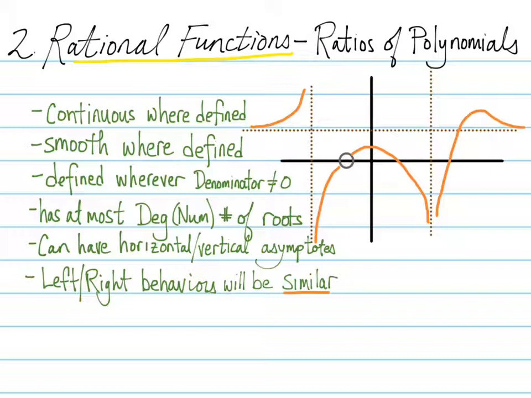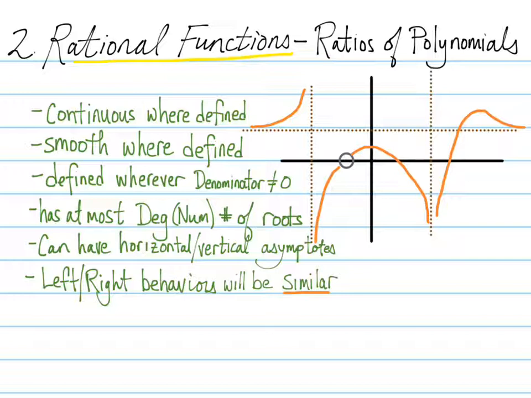They have, at most, the degree of the numerator number of roots. So the roots only happen when the top is 0. And that makes sense, right? Because a fraction can only be 0 if the numerator is 0. They have horizontal or vertical asymptotes sometimes. You can see the picture I drew here has both horizontal and vertical asymptotes.